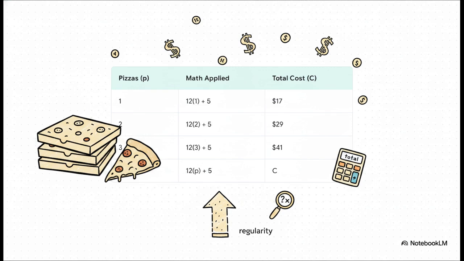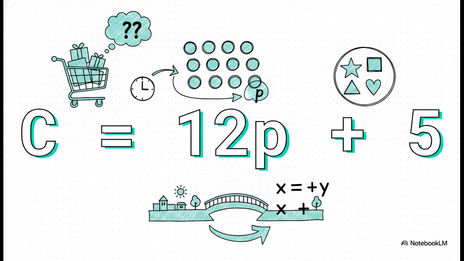fee, and boom, total cost is $17. 2 pizzas? That's 12 times 2 plus 5, which equals $29. You can really start to see the regularity here, right? So if we jump down to our variable p, the math applied becomes 12 times p plus 5, which perfectly gives us our total cost variable, c. And just like that, our everyday scenario and that simple table give us a totally precise symbolic equation. C equals 12p plus 5. We've literally translated the real world straight into algebra.